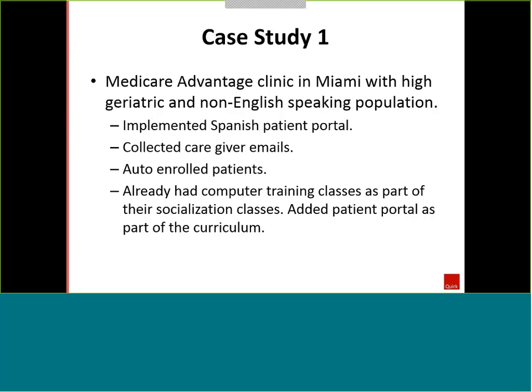So that's kind of how they did it, and it was very popular. And the patients would come back and say, "Well, are we going to use the computer again today?" I thought that was kind of cool, and they can work and deal with those patients. So that was actually a pretty successful portal rollout that we did.